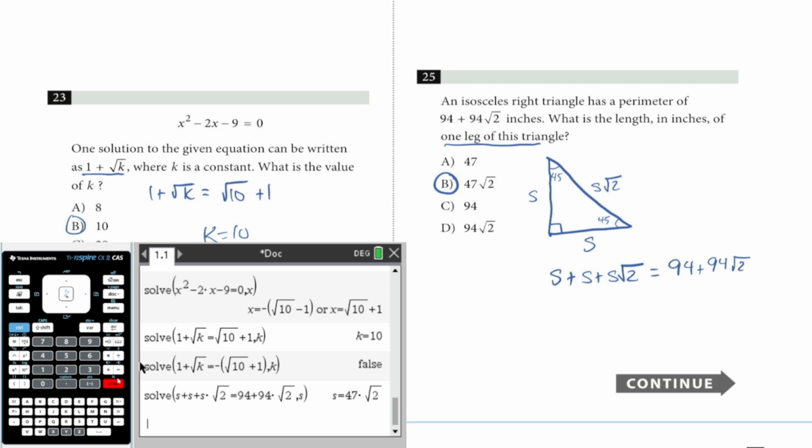So we had to recognize that by being an isosceles right triangle, it makes a 45, 45, 90. Because of that, we can use our reference sheet and know the side ratios of a 45, 45, 90. And then they said perimeter, so that just means we add them up, set it equal to the perimeter, and then solve for S. If they wanted the hypotenuse, we would just plug in S into the S square root of 2 and figure out what that is. All right.